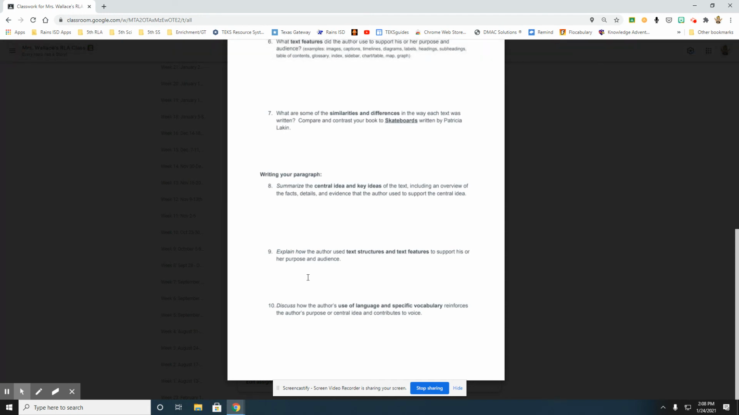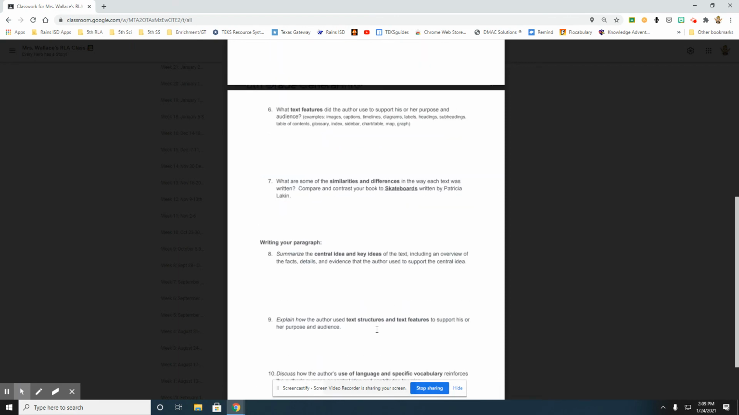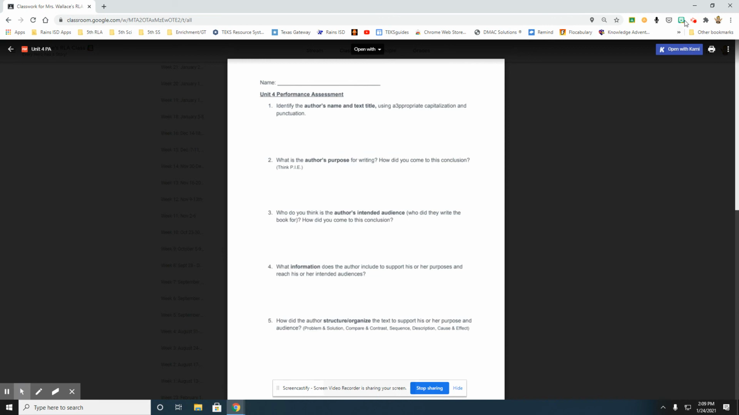Okay, these should be in complete sentences. And lastly, discuss how the author uses language and specific vocabulary. So is it a very academic language in the text, or is it just kind of layman's terms, meaning that anybody that wanted to learn about a desert could pick this up and learn about it, and how does it reinforce their purpose or their central idea? Okay. If you have any questions, make sure you let me know.